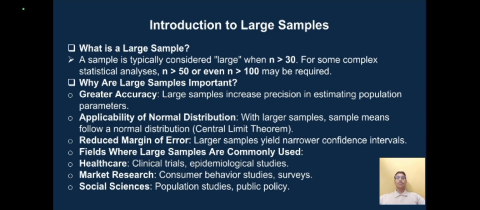Large samples allow us to make more reliable predictions about the population. For example, they reduce the margin of error, meaning our estimates are closer to the true values. This concept also connects to the central limit theorem, a key principle in statistics, which tells us that the means of large samples will approximate a normal distribution, making our data easier to analyze with various statistical tests.